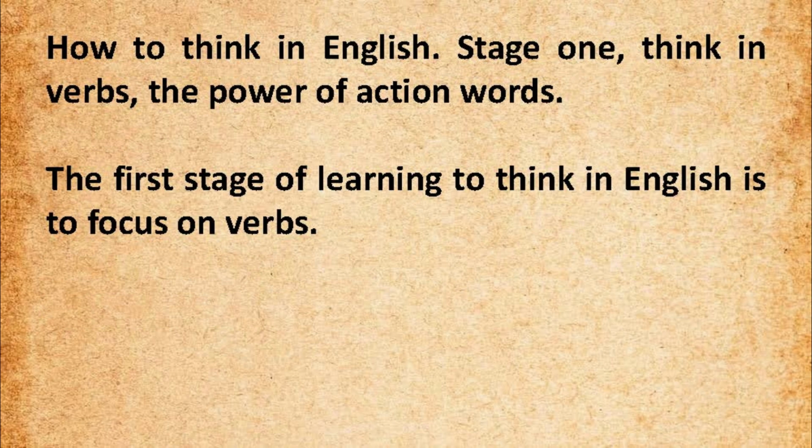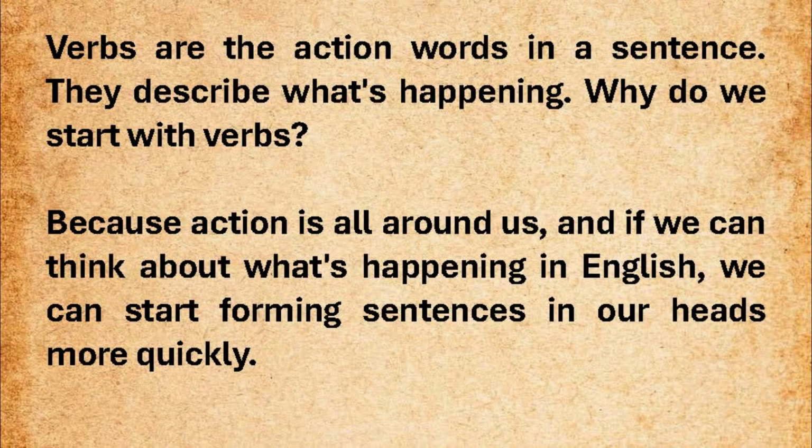How to think in English. Stage 1. Think in verbs, the power of action words. The first stage of learning to think in English is to focus on verbs. Verbs are the action words in a sentence. They describe what's happening. Why do we start with verbs? Because action is all around us. And if we can think about what's happening in English, we can start forming sentences in our heads more quickly.